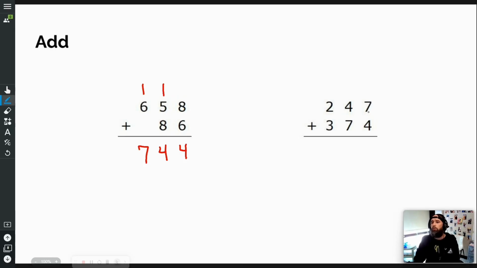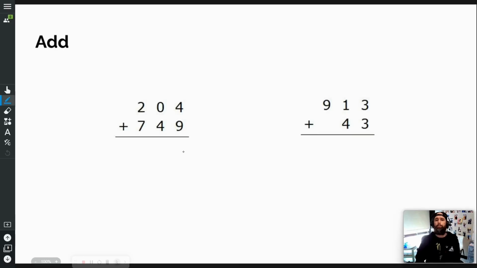Let's go to this one. Start all the way to the right. 7 plus 4 is 11. So write out your 1, carry the 1. 1 plus 4 is 5. 5 plus 7 is 12. So that's 1, 2. Write out your 2, carry the 1. 1 plus 2 is 3. 3 plus 3 is 6. So 247 plus 374 is 621.